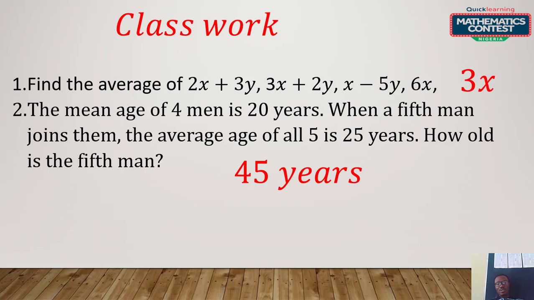The short way to do it is this. Get the total age of the 5 people, which is 5 times 25, and 5 times 25 is 125. The total age of the 4 men, 4 times 20, is 80. So 125 minus 80, the highest total minus the lowest total, will give us 45 years.